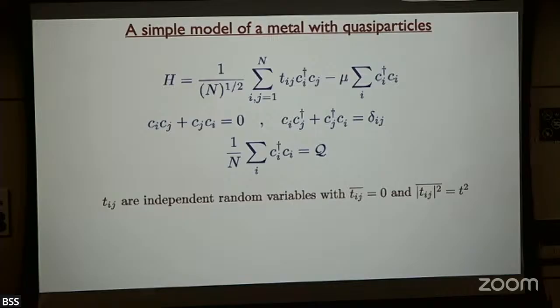But now we think of it as some random hopping model, Tij, of fermions that are hopping on some n sites. So you can go from any site to any other site with some amplitude Tij. And that's it, free fermions. So let me just review what its properties are. Tij, for simplicity, have zero mean and some root mean square value. And the most important thing is that they're independent random variables. The distribution actually doesn't matter much.